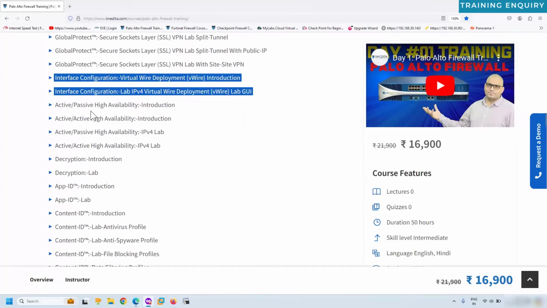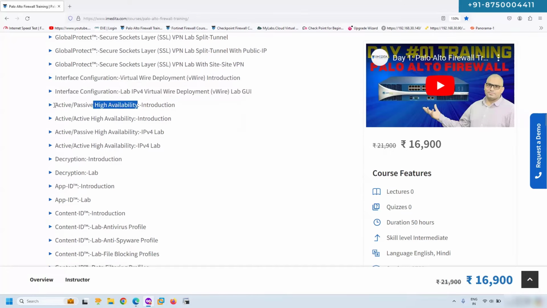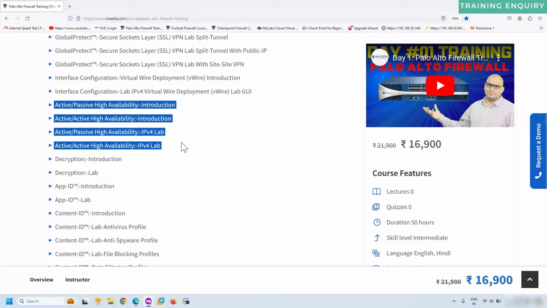Next, we have high availability. In HA, normally when we use one firewall, there will always be a single point of failure. To solve this problem, all vendors' firewalls provide a feature that is called HA, high availability. Palo Alto firewall supports active-passive and active-active high availability. We will do theory and practical of both modes, active-passive as well as active-active.